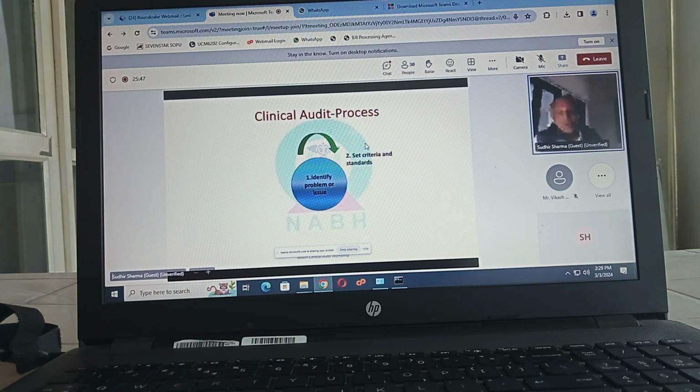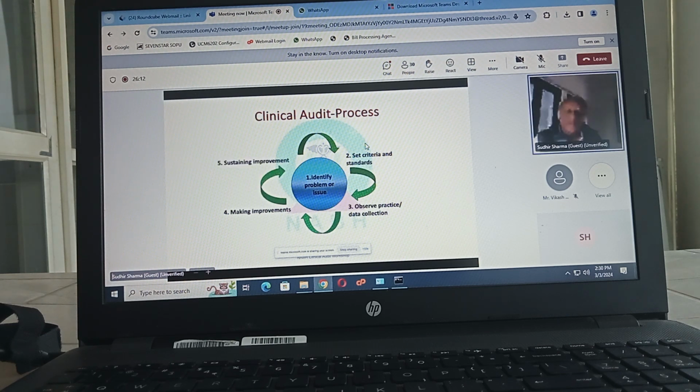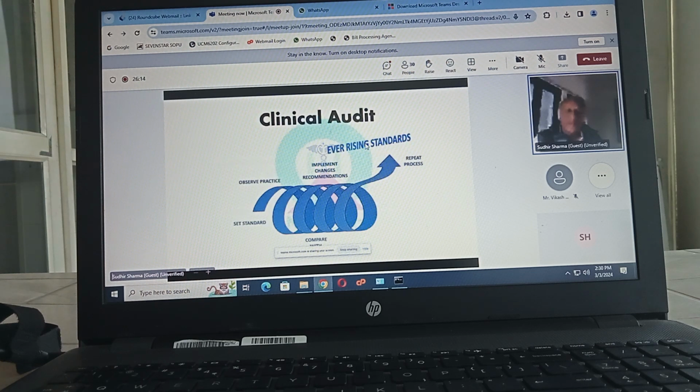Step 2, your standards. Nowadays standards are not only regulatory, people practice and then do a gap analysis against after comparing it to the standards and then make improvement. And we are going to see each of these 5 steps.